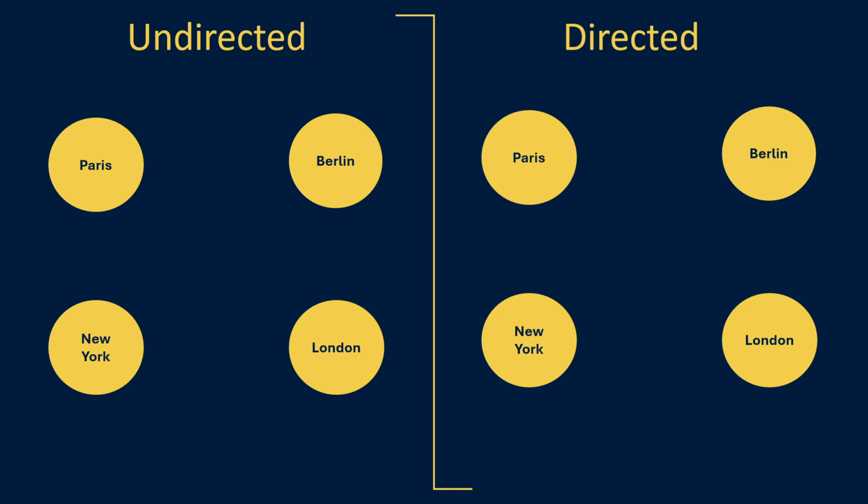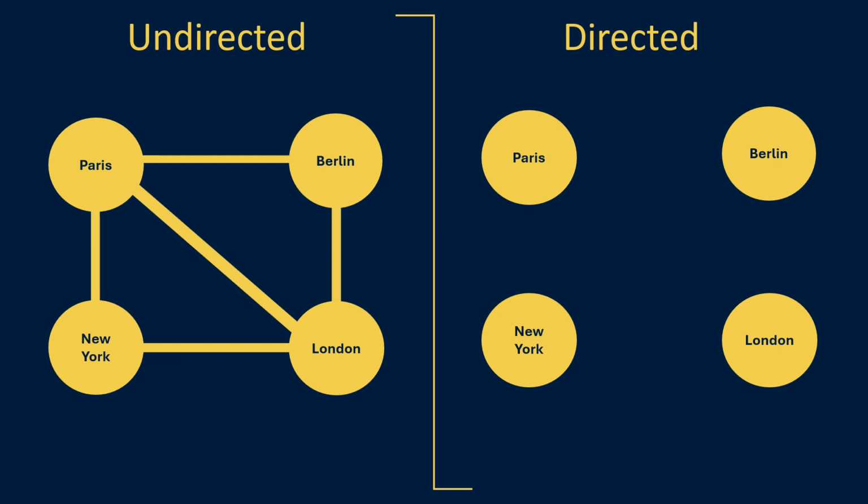In the undirected graph, the connections between the cities, called edges, go both ways. The cities are connected as follows: Paris-Berlin, Berlin-London, Berlin-New York, London-New York, New York-Paris. These edges indicate that travel is possible in either direction between connected cities.